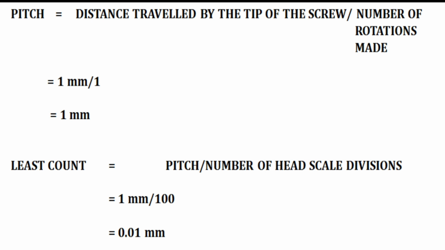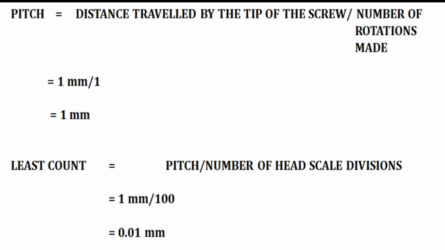Also, pitch is equal to distance traveled by the tip of the screw divided by number of rotations made. So if you rotate the screw gauge completely once, or if I go for one full rotation, the distance traveled by the edge of the screw is 1 millimeter. So pitch is equal to 1 millimeter divided by 1, which is equal to 1 millimeter.